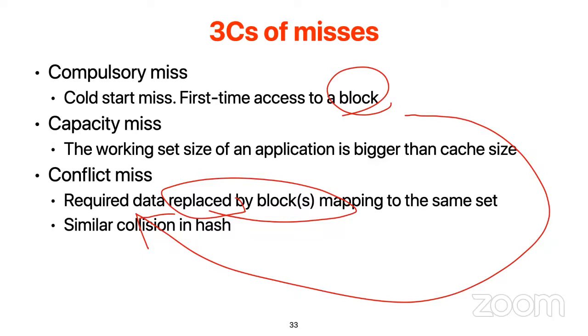And capacity miss means that no matter how you change your way associativity, even if I make the data able to go anywhere in the cache, with no restriction on the set, it's still going to be a miss. Then that's called a capacity miss.